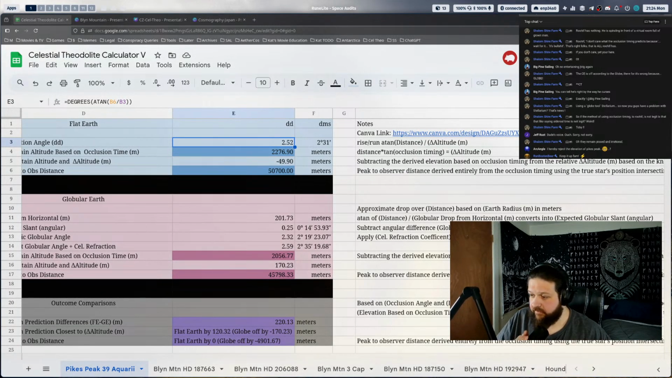Nice. Hey, how dare you flat earthers use Stellarium? That is globe technology. Thieves.